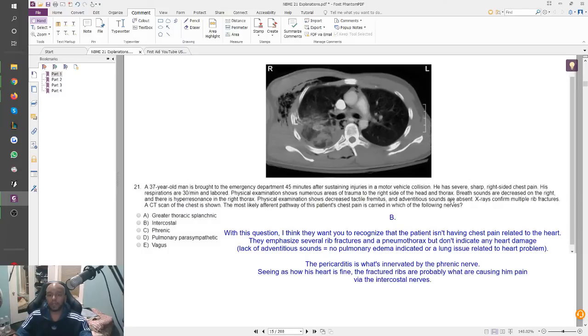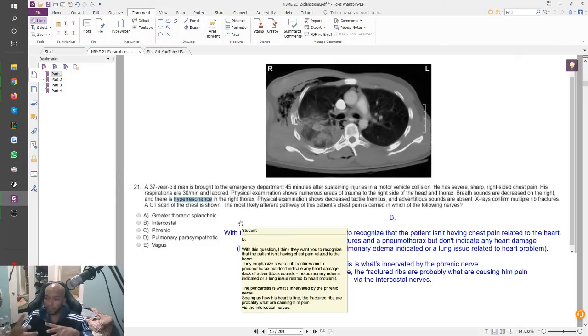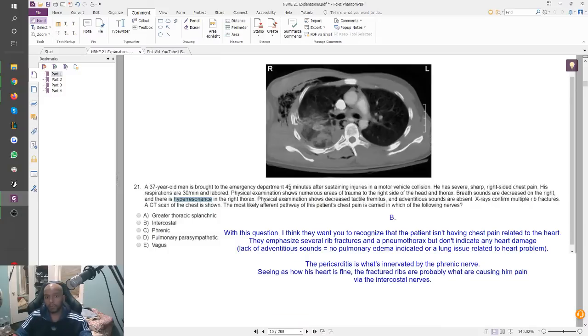Breath sounds are decreased on the right. Right, so this motor vehicle collision definitely caused him major injury. Breath sounds are decreased on the right, which means that there's not much happening in that right lung. And we can kind of see it in this image. Then they go on to tell you that there's hyperresonance in the right thorax. Right? And hyperresonance means that the lung has collapsed and there's all this excess air that's resonating sound.